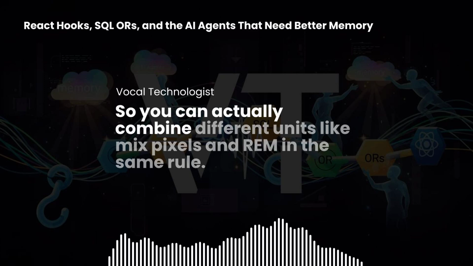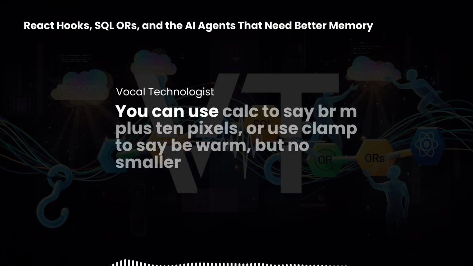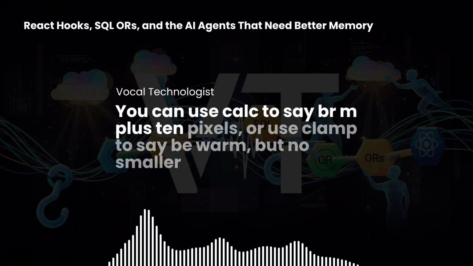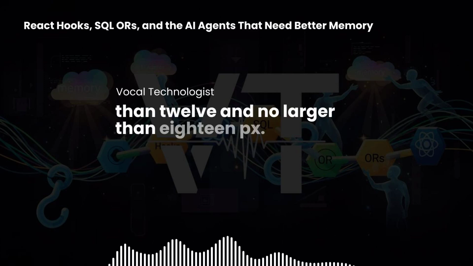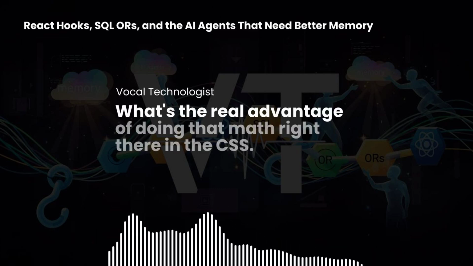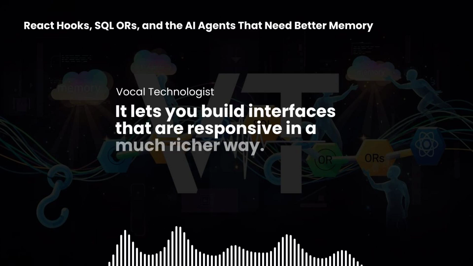Okay, so you can actually combine different units, like mixed pixels and rems in the same rule. Exactly. You can use calc to say 1rem plus 10 pixels, or use clamp to say 1rem, but no smaller than 12 px and no larger than 18 px. What's the real advantage of doing that math right there in the CSS? It lets you build interfaces that are responsive in a much richer way.